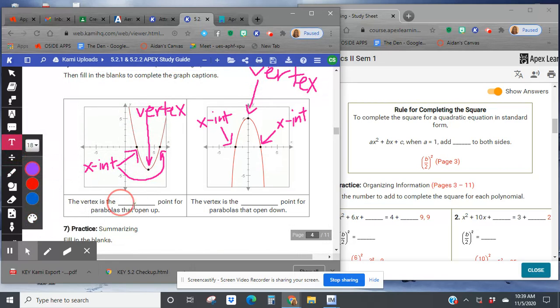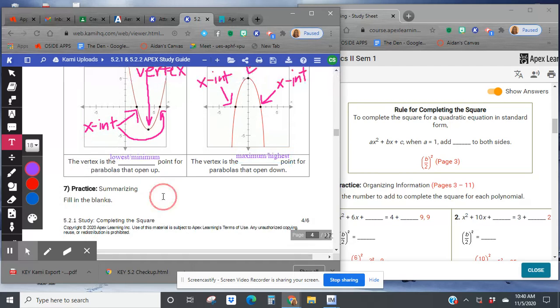The vertex is the lowest or minimum point on a graph of a parabola that opens up. The vertex is the lowest or minimum point on a parabola that opens upwards, like a smile. The vertex is the maximum or highest point on a graph that opens down, an unhappy smile, an unsmiling face.